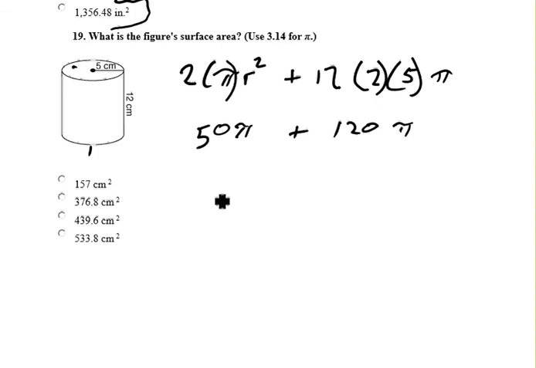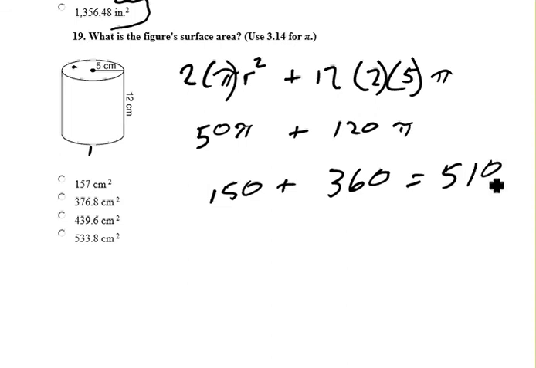150 plus 3 times 120, 360, equals 4, 5, 10. So my answer is going to be a bit bigger than 510, and it's a surface area, so it's going to be centimeters squared. And it's bigger than 510.